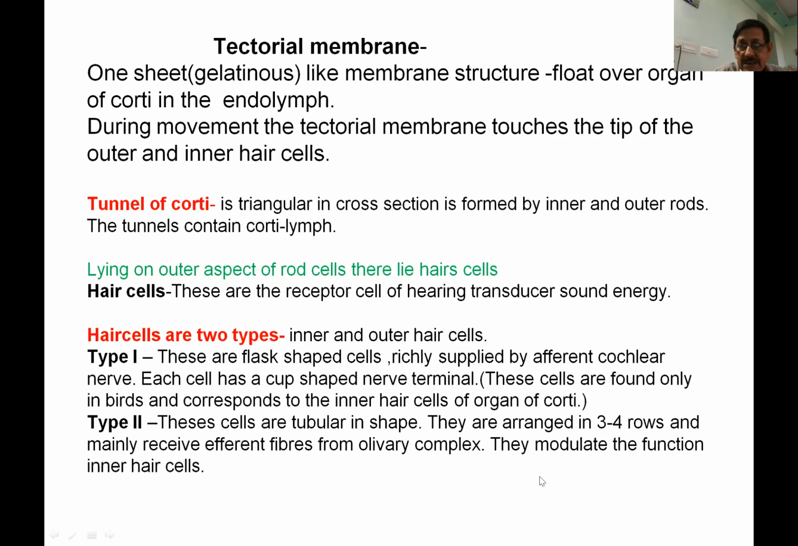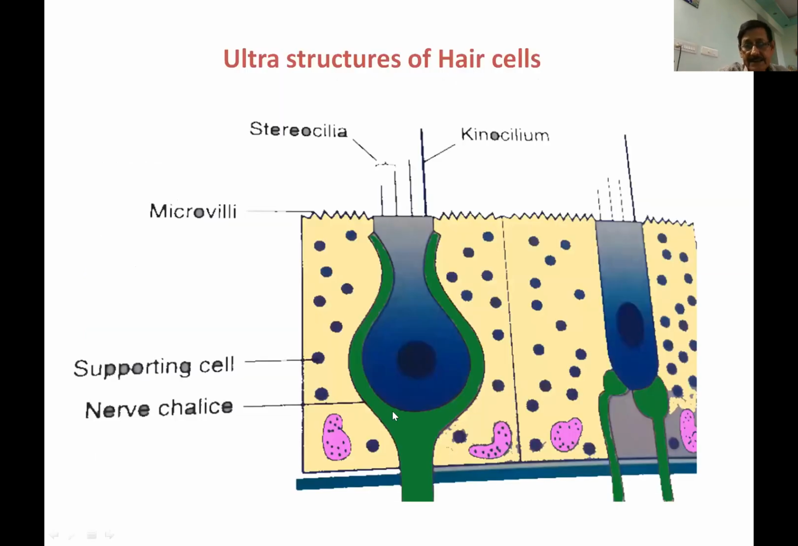So, you can see the cells. The outer ones are flask-shaped, with the calyx almost covering the cell. All these nerve calyces end at the type 1 cells, while the tubular cells are type 2 cells. There is a projection of hairs from the cell, the cilia. The kinocilium, the longer one, and the stereocilia are arranged in a definite pattern.